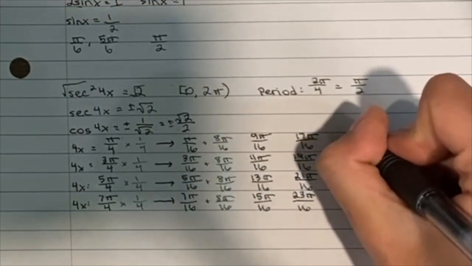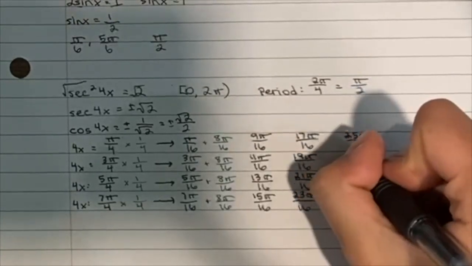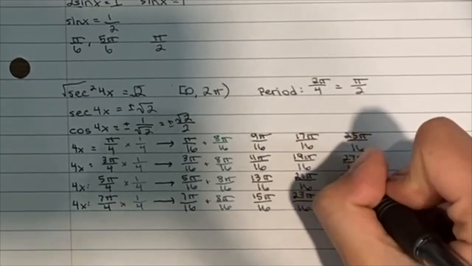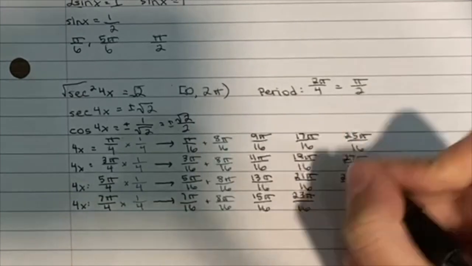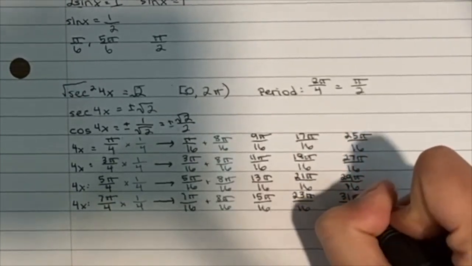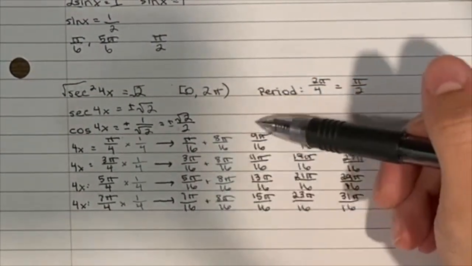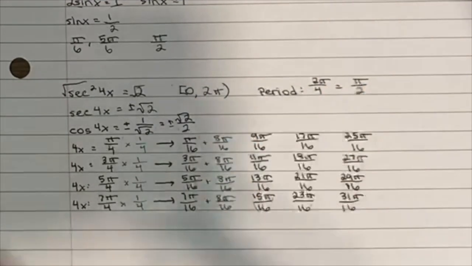17 plus 8 is 25. 19 plus 8 is 27. 21 plus 8 is 29. 23 plus 8 is 31. So there you have all 16 answers. This is not part of your answers. You have all of these here. So that is that problem.